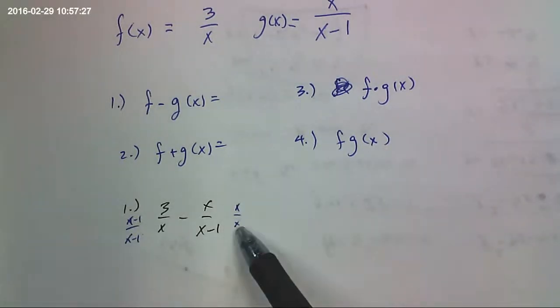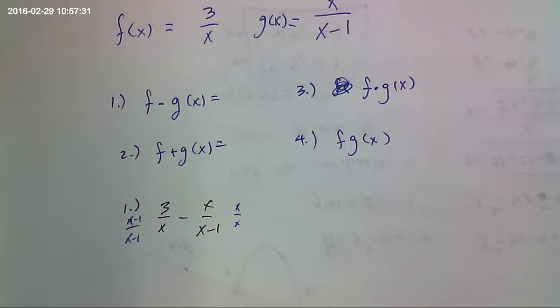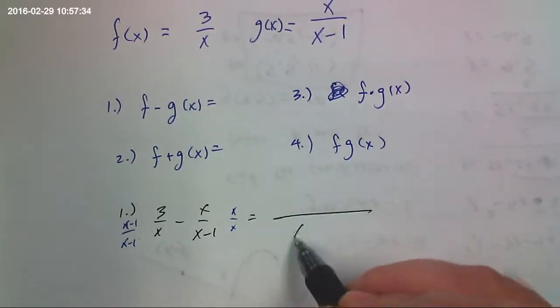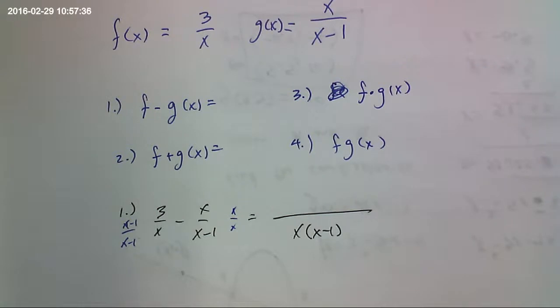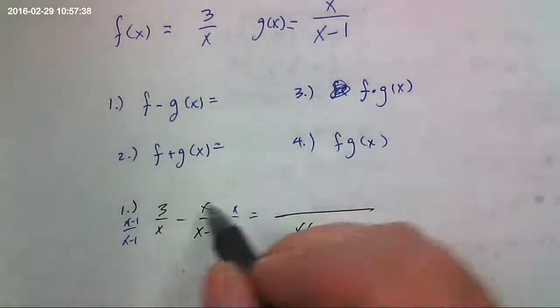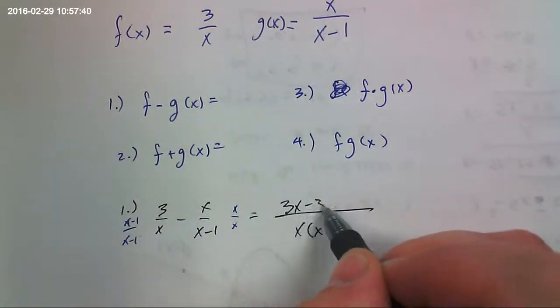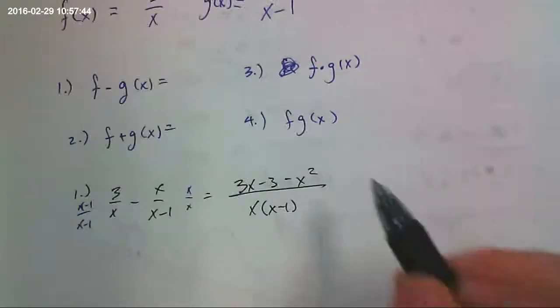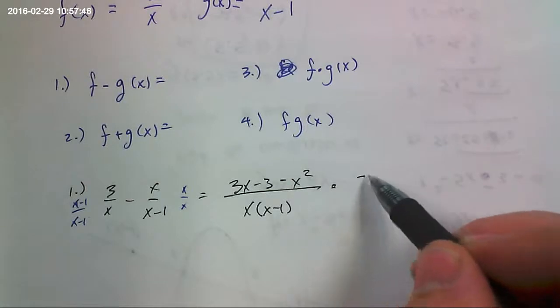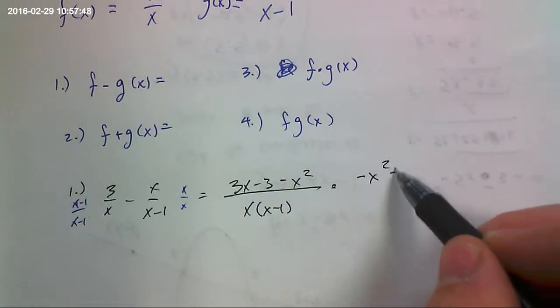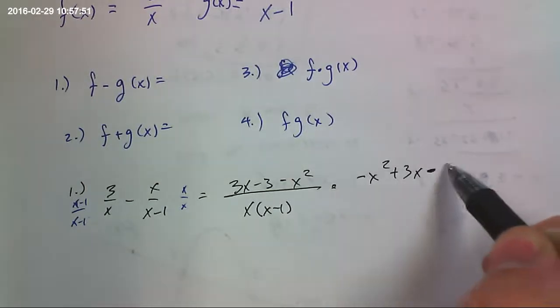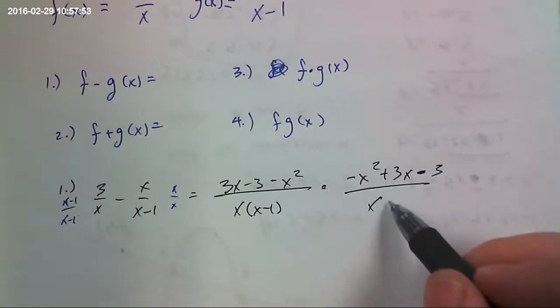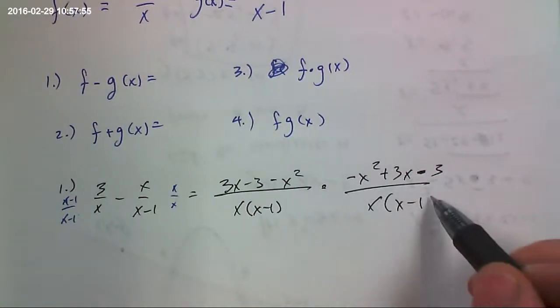Now a lot of people, sometimes they want to reduce these, but then that puts you right back where you started. So our denominator needs to be x times x minus 1. You don't need to distribute the denominator. This is 3x minus 3 minus x squared. So if I wanted to clean this up a little bit, it could be minus x squared plus 3x minus 3 divided by x times x minus 1.